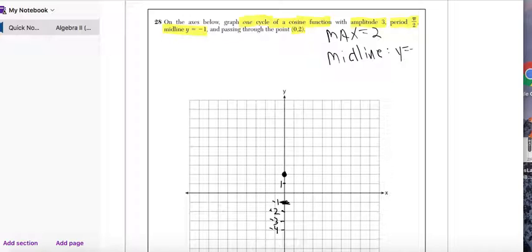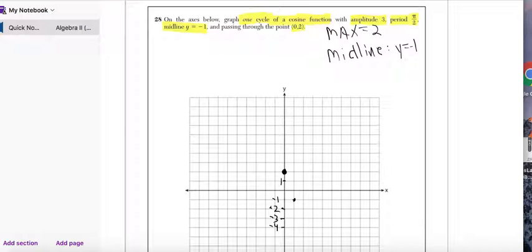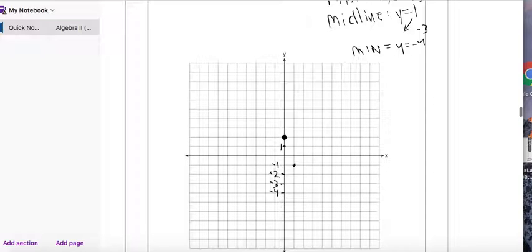Our midline is y equals -1, so we can only go down from the maximum back to the midline, right? Then our minimum has to be 3 units below the midline. So 3 up from -1, we get the maximum. 3 down from -1, we get the minimum, y equals -4. And these are all y values, right? So let's get that in. So it goes down from the maximum, it can't go above 2, and it cannot go below -4. So that's why I'm not labeling any farther.